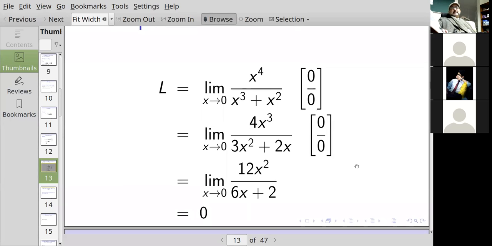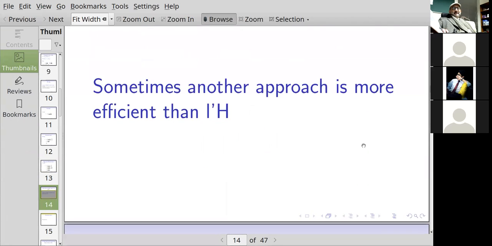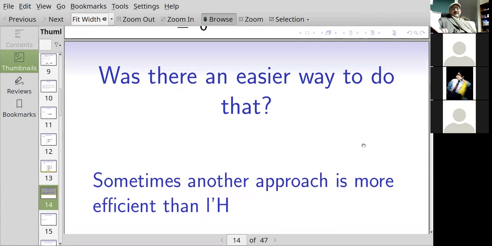Waleed has a question? Yes, sir. I wanted to say that instead of L'Hopital, if we use the simple method, we could get the answer quite easily. That's right. L'Hopital's is not always a shortcut. So as you say, there's an easier way to do that. And sometimes another approach is more efficient than using L'Hopital's rule.